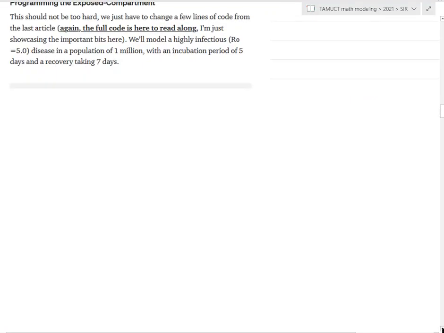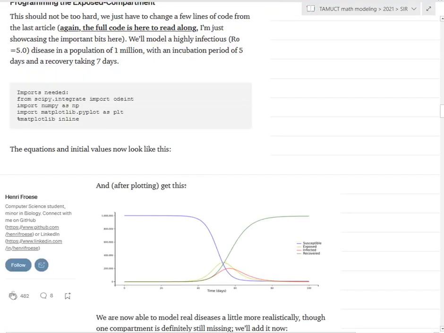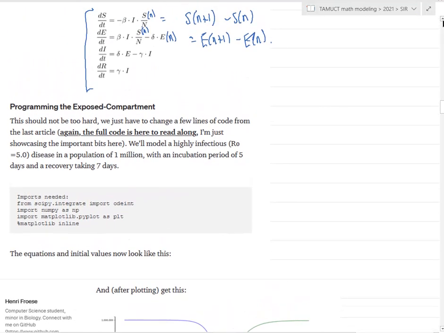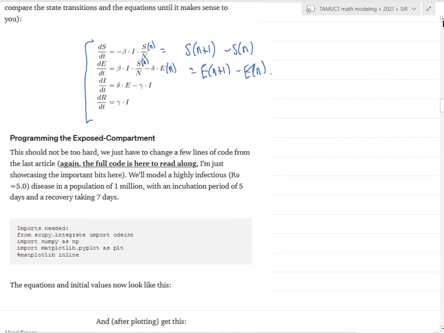Now here he talks about programming the exposed component. Now I think that you should be able to do this in Excel. So I won't show that right now, but you'll just have to add another column to your Excel spreadsheet. All right. Here he talks about a model where you have R0 equals 5, and you have a population of 1 million and an incubation period of 5 days. So that means 5 is equal to 1 over gamma.